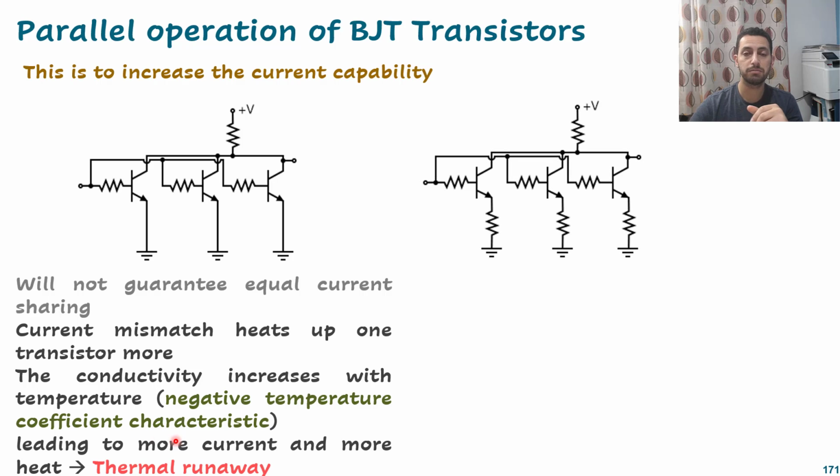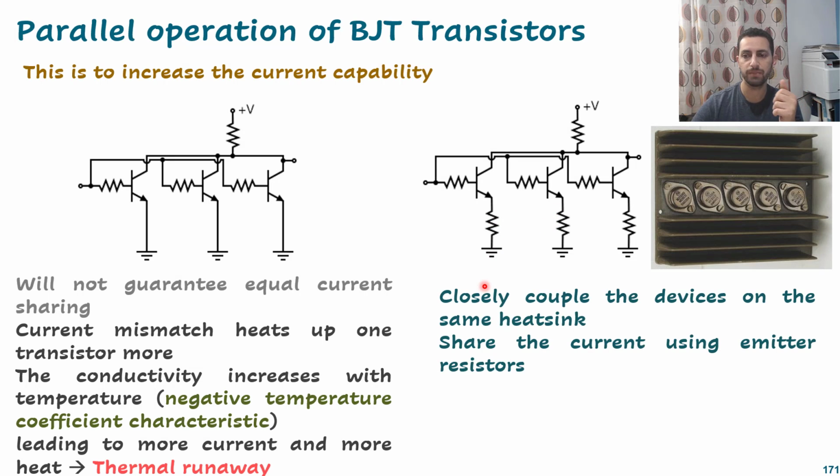How do we solve that? By introducing these sharing resistors at the emitters here. I think we're talking about the same solution as for paralleling the diodes, okay? By sharing the current using the emitter resistors, these resistors can actually control how much current goes through each branch to be close to each other.